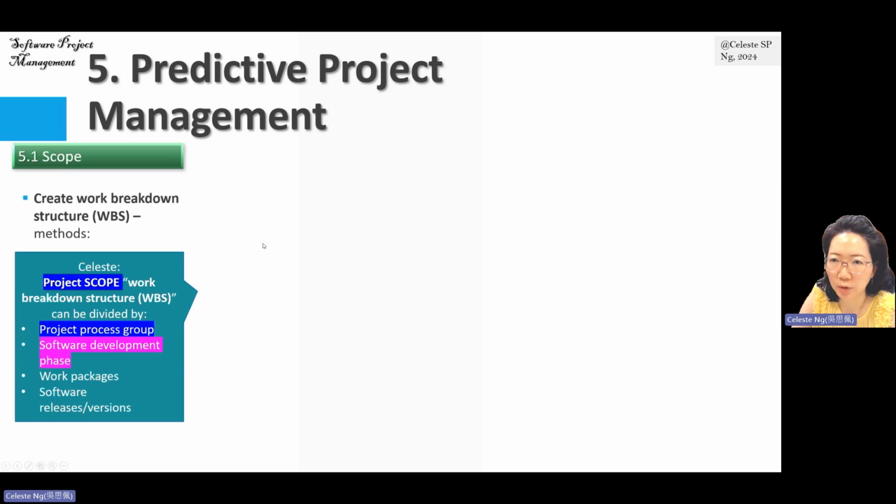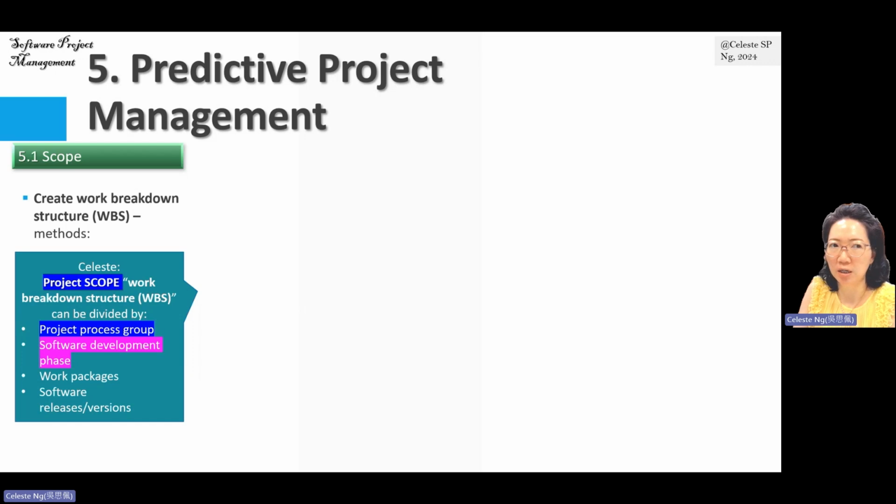Here we are going to look at how we are going to create work breakdown structures. All right. Here I'm going to show you several methods of how we can create our work breakdown structure. Do you remember what a work breakdown structure is?